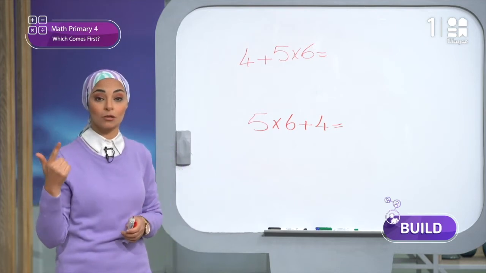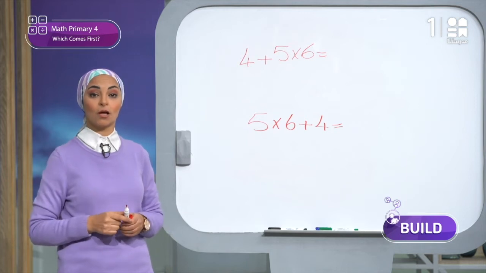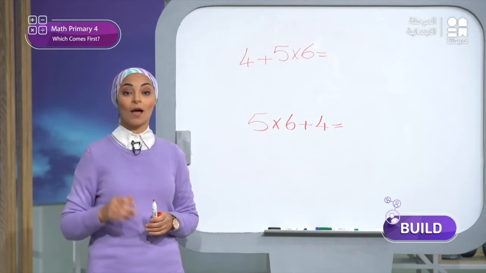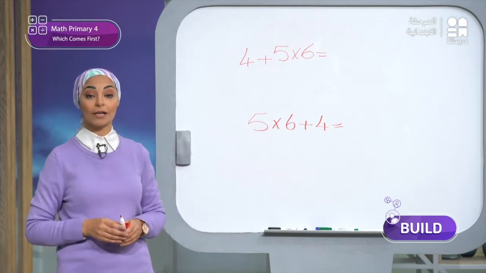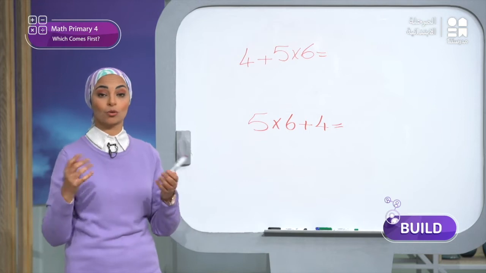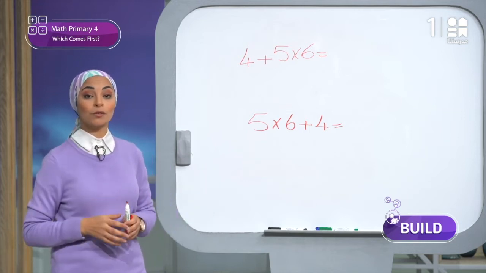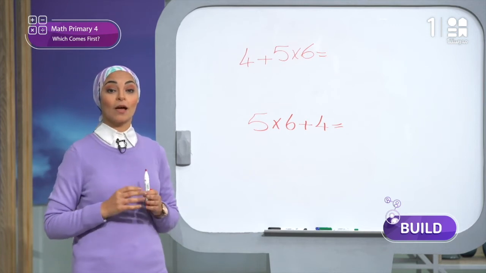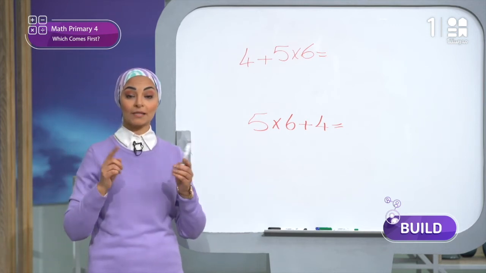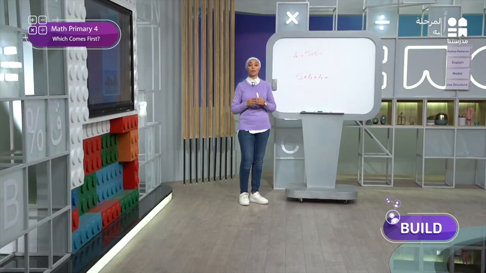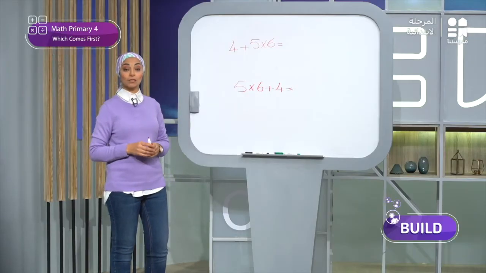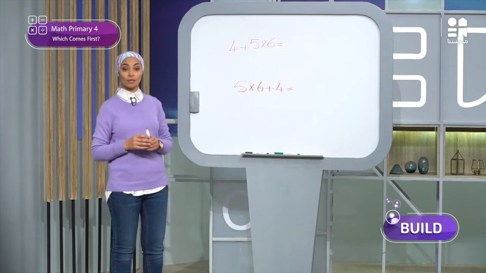Second, I must do multiplication or division. We do the operation that comes first. And then step number 3, I will do addition and subtraction in order also from left to right. Now, we do the operation that comes first also. So, these steps in brief are: doing operations in brackets, multiplication and division, and then the last step is addition and subtraction.